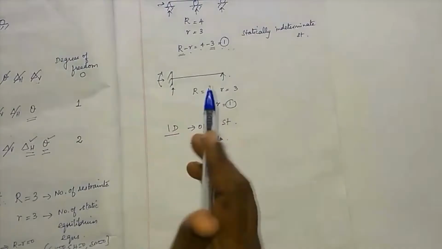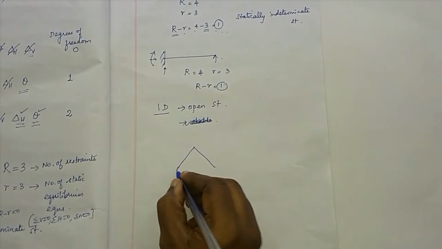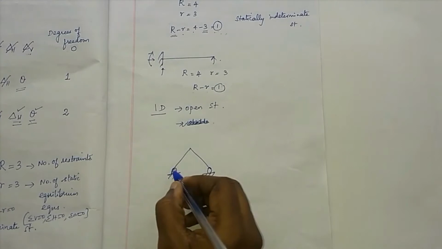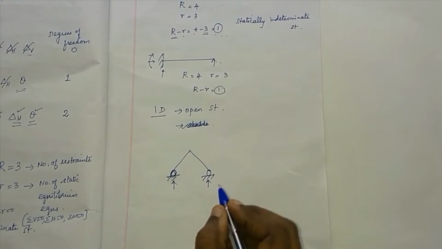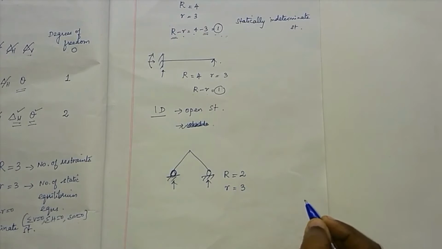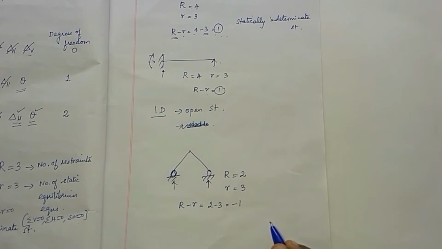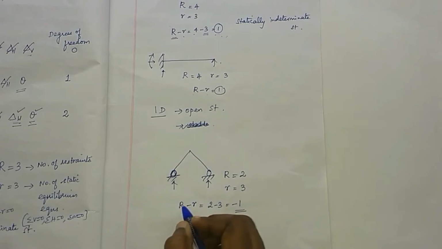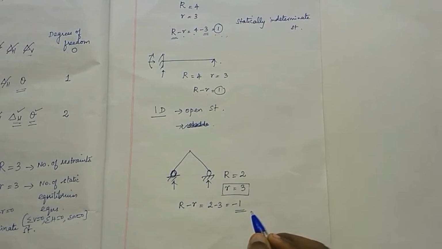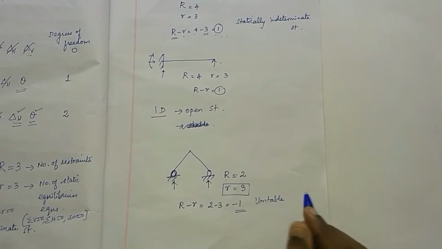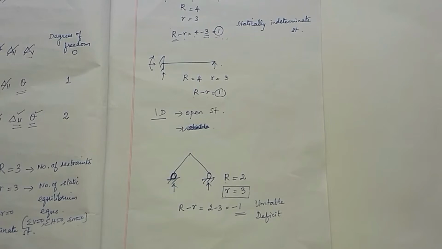Let me draw another example. Some framework, let me have two rollers here. A framework, two rollers. So a roller has vertical reaction alone. So here, capital R for this structure is 2. Small r available is 3. So when I'm going to find the indeterminacy, R minus r, 2 minus 3 is minus 1. So now check. For a structure to be stable, we should have at least three equilibrium equations. See now here, capital R is less than small r. Now I can tell the structure is unstable or it is deficit. If the unknowns are less than the number of equilibrium equations, then the structure is said to be an unstable structure or a deficit structure.